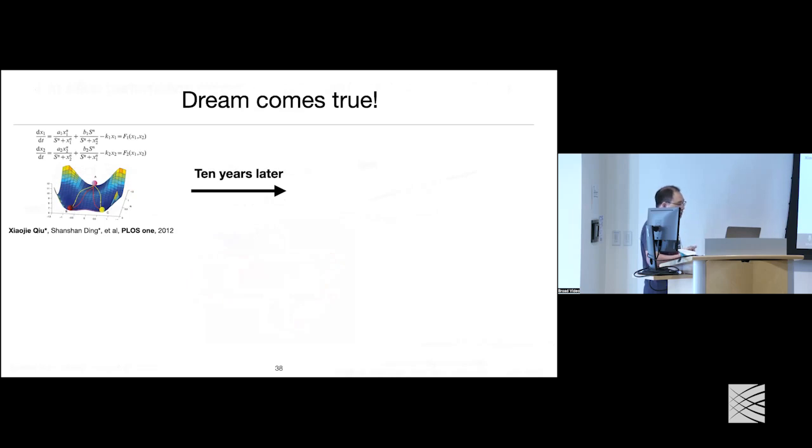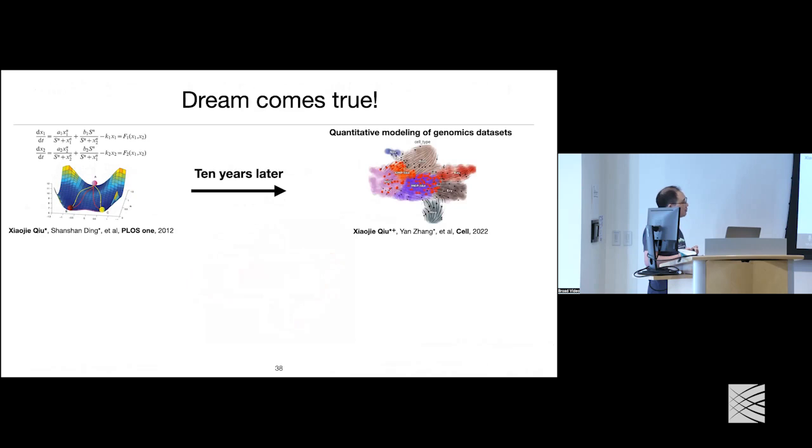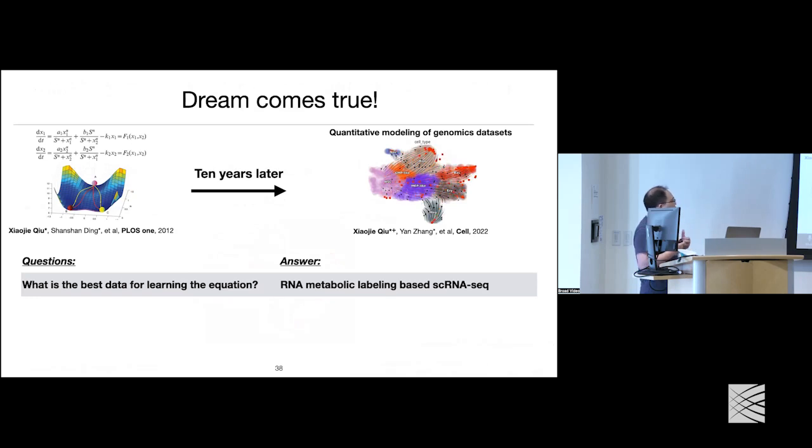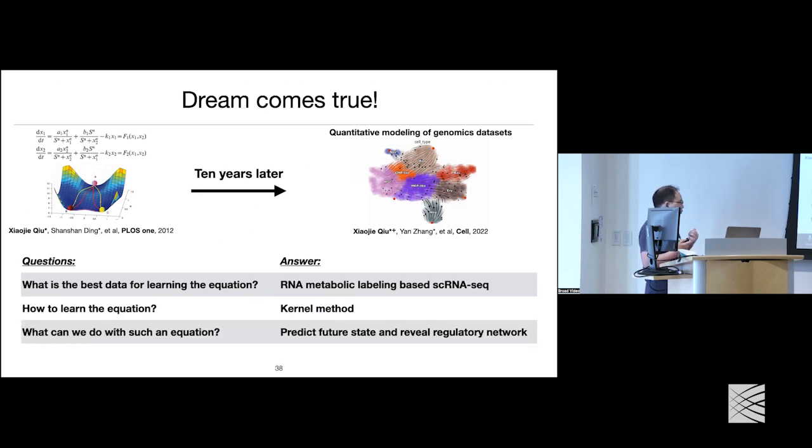So from the above slides, I hope I convinced you that, after 10 years, this is the paper published 10 years ago, my dream of predictive modeling of genomic datasets is really realized in this Dynamo paper. I also addressed the questions at the beginning of my talk: metabolic labeling data gives us the best data for learning the equation, and then we can use the kernel method to learn the equation, and then we can use this equation to predict the future cell state and gene regulatory network, and even make the action path and the in silico perturbation prediction.